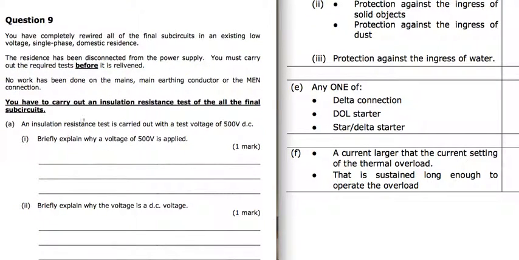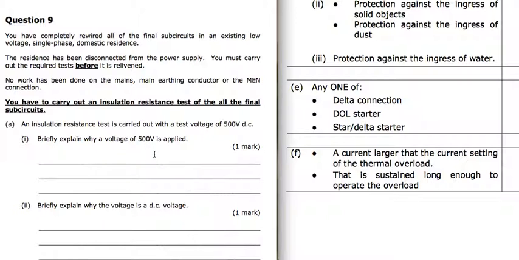Question 9, we've got a final subcircuit, single phase domestic residence. We're going to carry out some tests before it's relivened. No work has been done on the mains, earthing conductor or MEN connection. We have to carry out an insulation resistance test of all the final subcircuits. An insulation resistance test is carried out with test voltage 500 volts. Why do we need 500 volts?